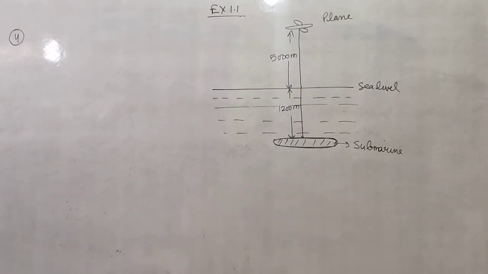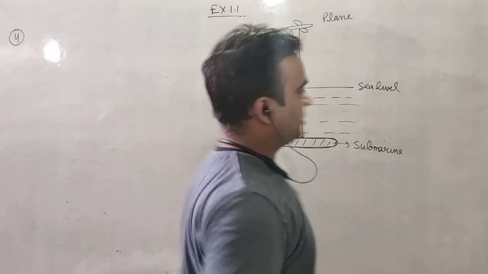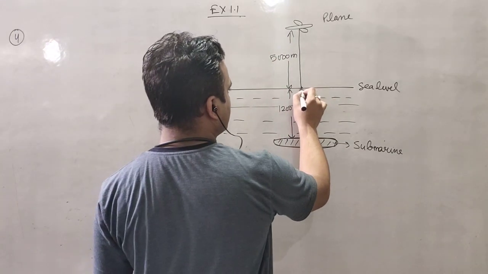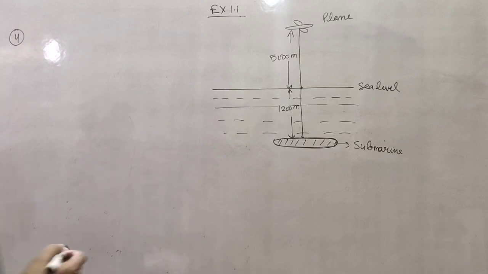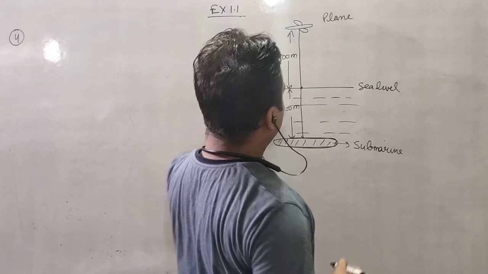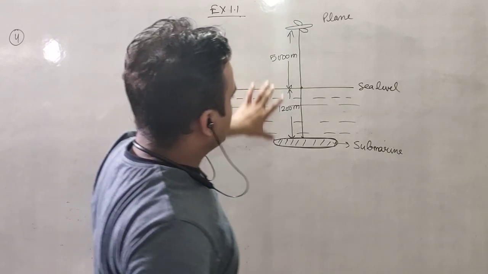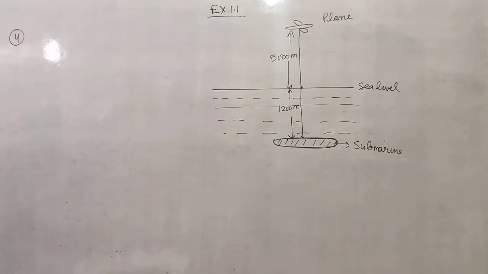Now I have made this figure accordingly. This line which is here, I have represented as sea level. This sea level will behave like a number line. This is the midpoint or center point, you can say, from where we are taking the distance of both objects. One is the plane and another is the submarine. You can see the plane is at a height of 5,000 meters and the submarine is at a depth of 1200 meters. So we have to find the vertical distance between them.